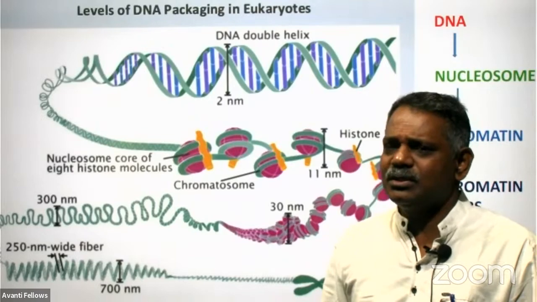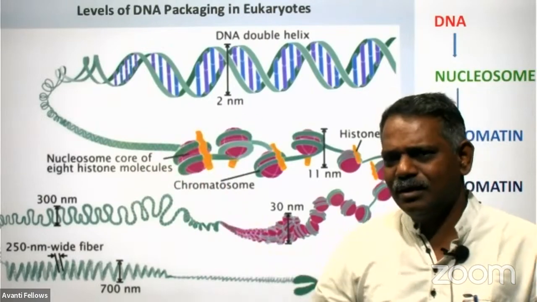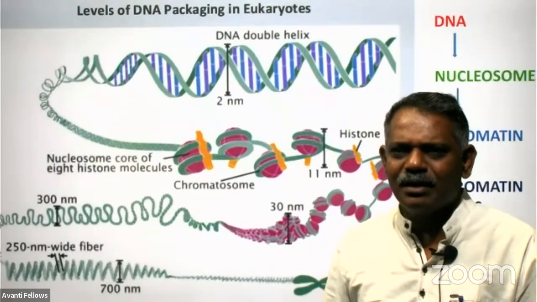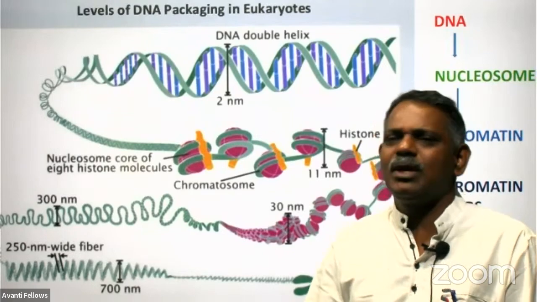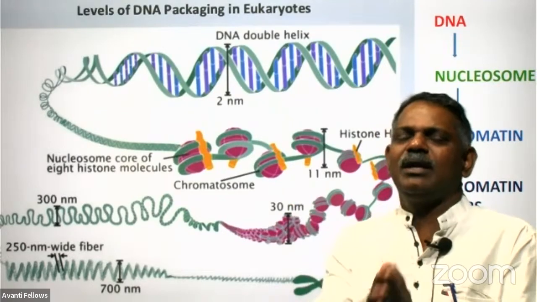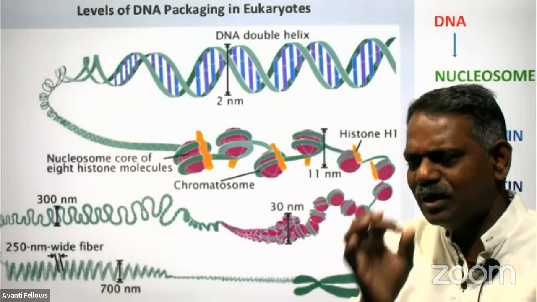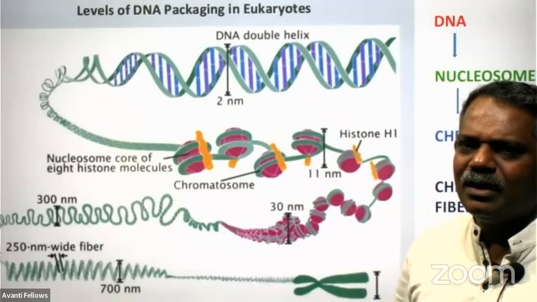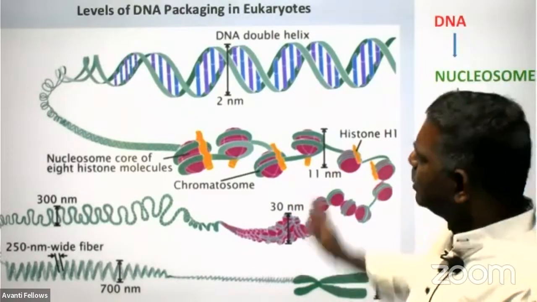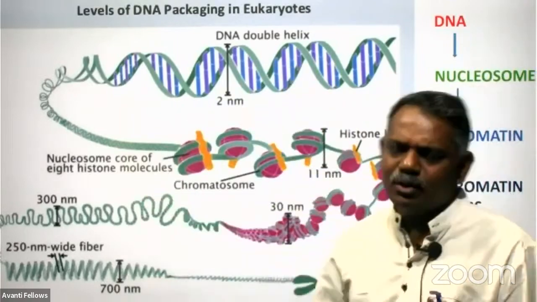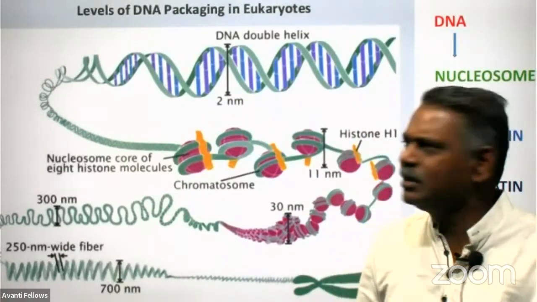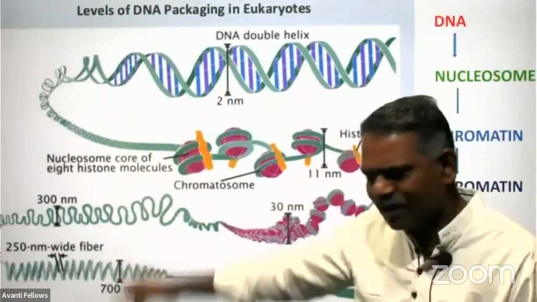So I told you this DNA is very lengthy, having meters of length, and it is not possible to keep this entire length of the DNA in the nucleus, because the nucleus is microscopic, very small in size. Without this coiling, it is not possible to pack it inside the nucleus, and this is the process of packing.